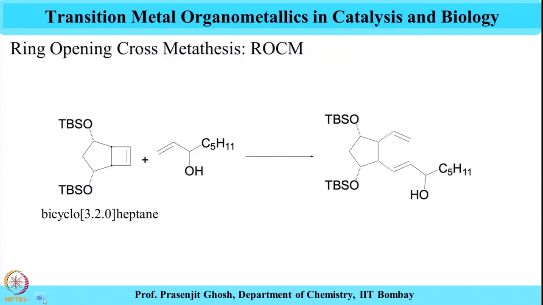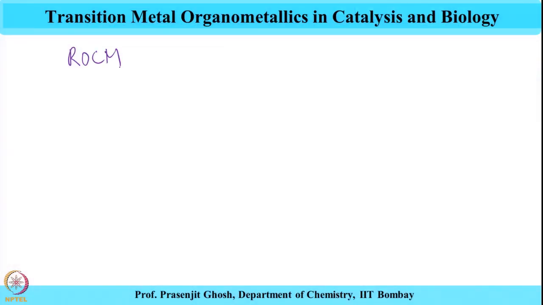Proceeding further, we are going to take a look at another example of ROCM, ring opening cross metathesis, in which this reaction has been attempted 2 times. First one is an intermolecular cross metathesis and the second one is an intramolecular cross metathesis. This is an interesting reaction.